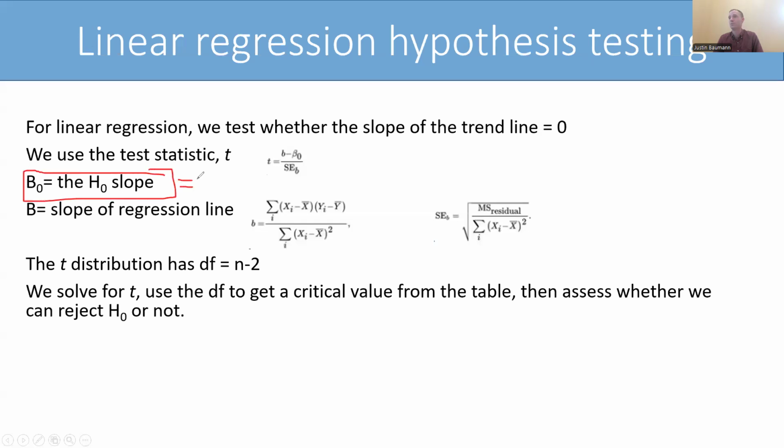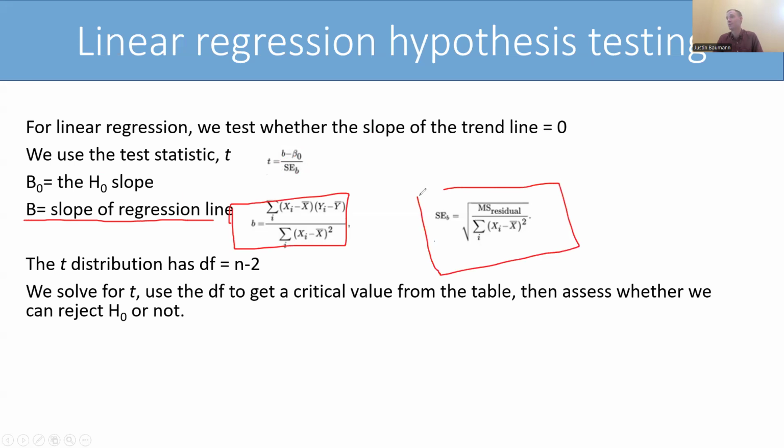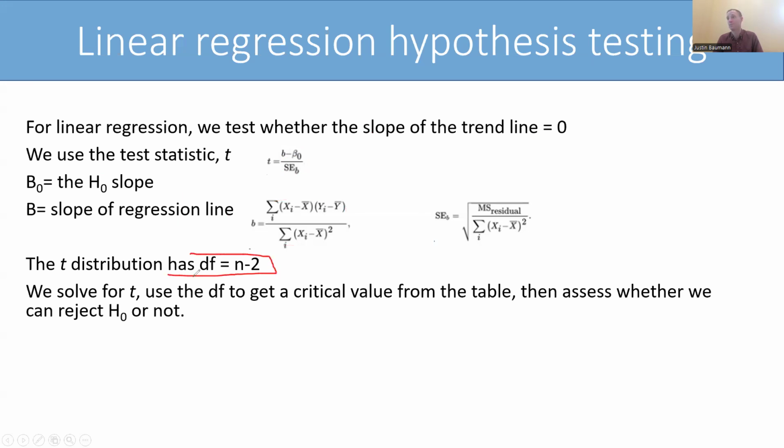Usually it equals 0, right? The hypothesized slope is 0. We do our slope minus 0 divided by the standard error of our slope, right? We can calculate the slope of the regression line with this formula. We can calculate the SE of the slope with this formula. We know the t-distribution requires us, when we're doing regression, to have degrees of freedom of n minus 2. We can thus solve for t, use the degrees of freedom to get a critical value from the table, and assess whether we can reject H naught or not. We can also do this in R.